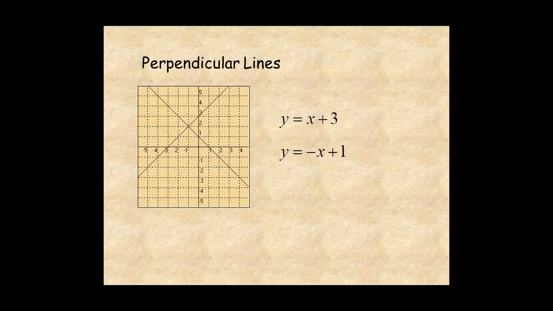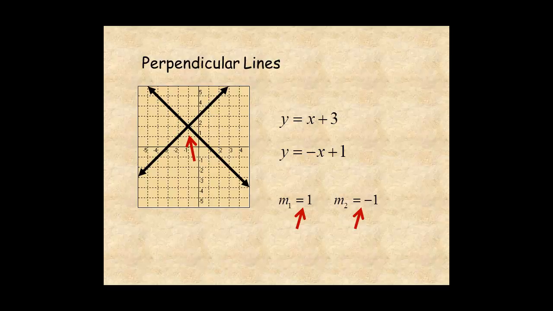Notice the lines y equals x plus 3 and y equals -x plus 1 are perpendicular. The first line has a slope of 1 and the second line has a slope of -1. Since the number 1 is the only real number that's a reciprocal of itself, the slopes are negative reciprocals and the lines are perpendicular.